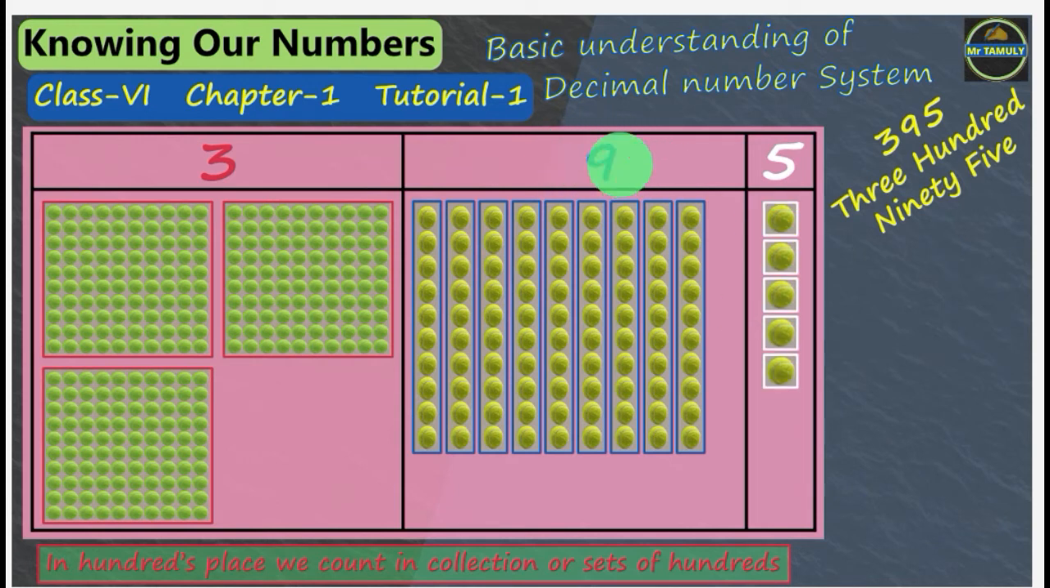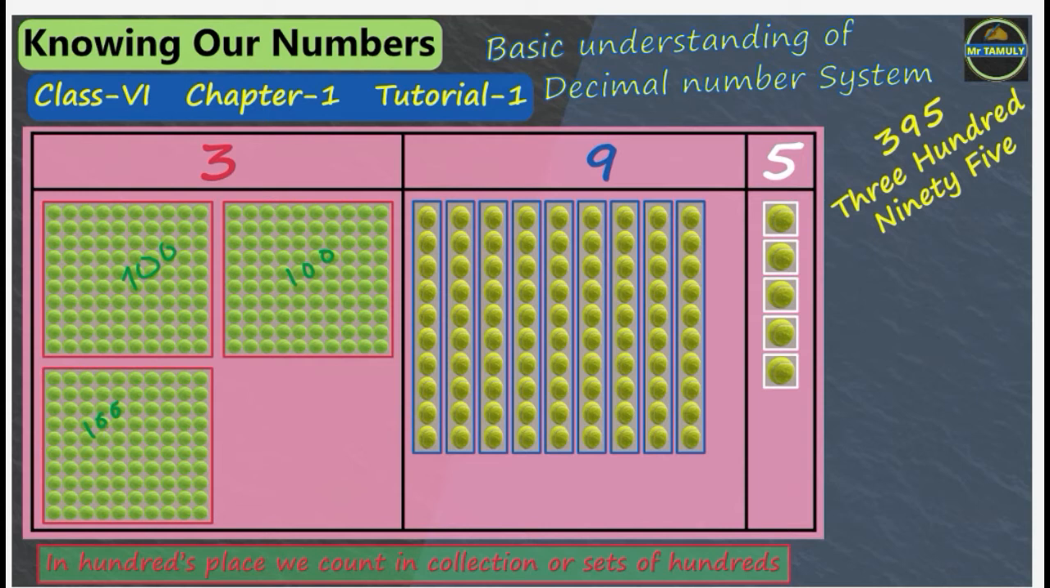And in the tens place, we have got the digit 9. So we have got 9 blue boxes each containing 10 tennis balls each. And in the hundreds place we have got this digit 3, so here we have got 3 red boxes. So each red box contains 100 tennis balls each. So this one has got 100 balls, here we have got 100 balls, and in the third box we have got 100 tennis balls. So from this you can know that in hundreds place we count in sets of hundreds.